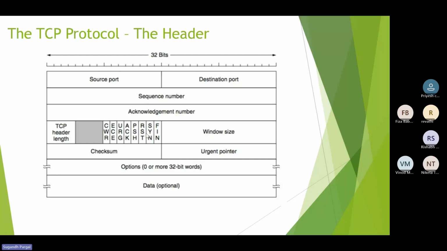Then we have the window size of 16 bits. Then this is a checksum for checking the correctness of the segment. Then this is an urgent pointer, if we need to send urgent data. Then there are some other options from 0 to 32 bits. And there is the data, which is optional, along with whatever message we are sending. So this is the typical layout of the header of the TCP protocol.